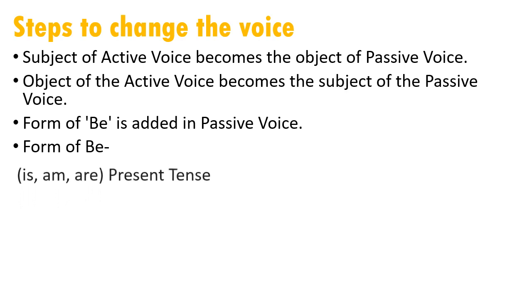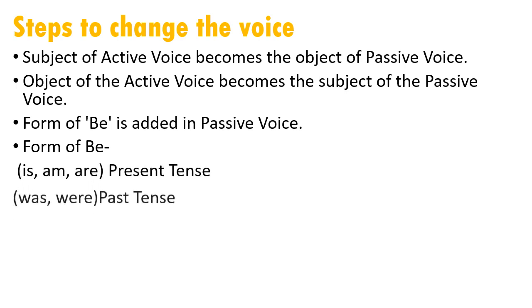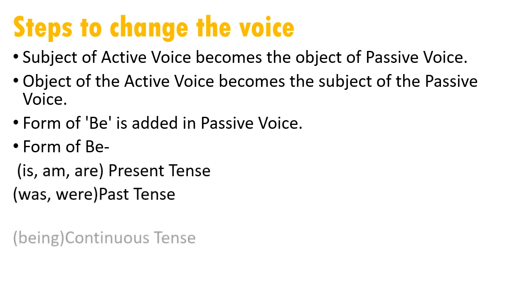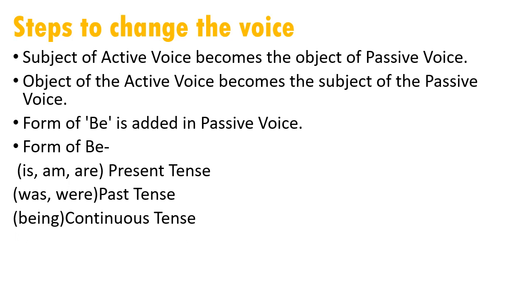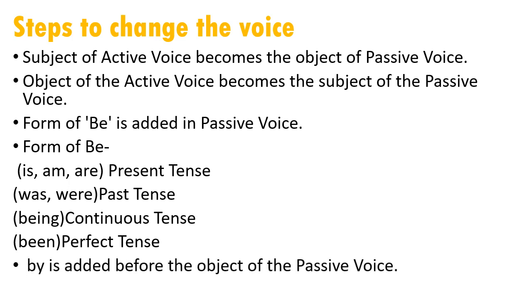Forms of be are am, is, are in present tense, was, were in past tense, being in continuous tense, been in perfect tense. There are four types of tenses, right? So these things are added. By is added before the object of the passive voice. You need to keep these things in mind while changing active voice into passive voice.